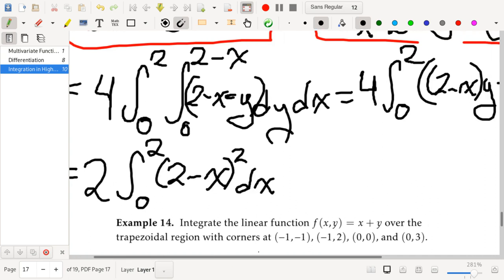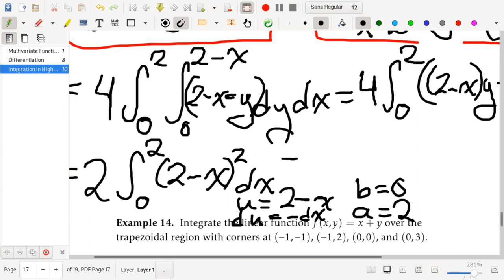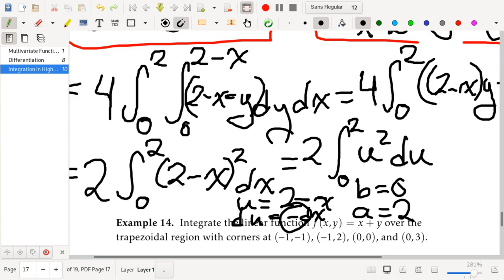And actually, 2 minus x squared, that's fine. Because what I can do now is say u is equal to 2 minus x. So du is equal to negative dx. So I'm basically doing a u substitution. a will be 2 minus 0, which is 2, and b will be equal to 0. So we have an integral running the wrong way, but the negative dx will allow us to switch it into the right direction. And so we can say that this is the integral of 2 from 0 to 2, u squared du.